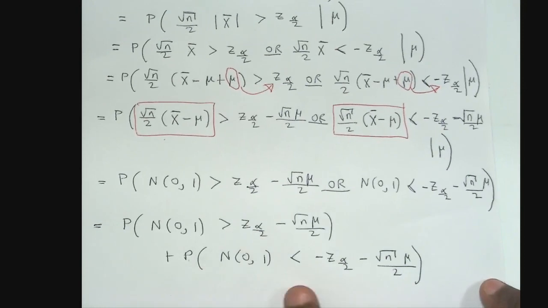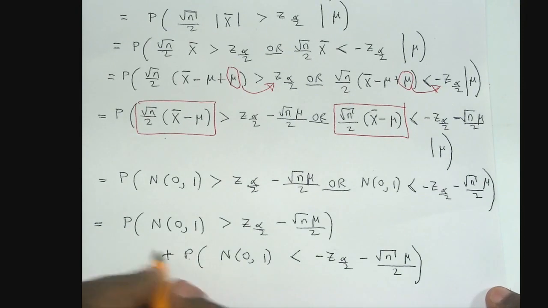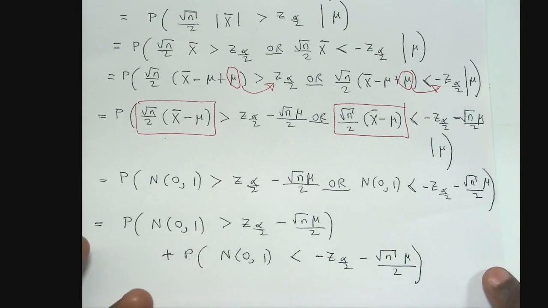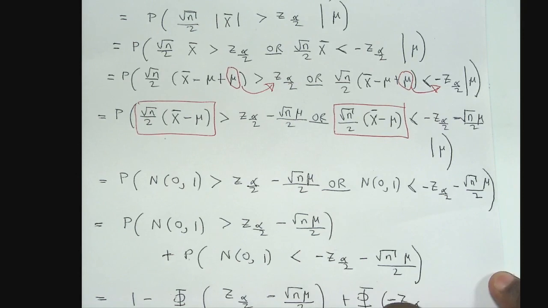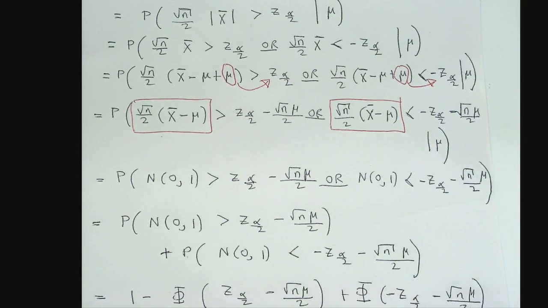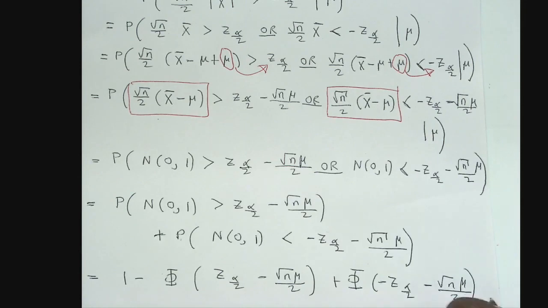And finally, it's okay if you leave it like this, you still get full marks, but if you want to express it in terms of phi, you can do that. So this will be 1 minus phi at this, and this will be phi at this. So this is the final answer, guys. This is the power function at mu.